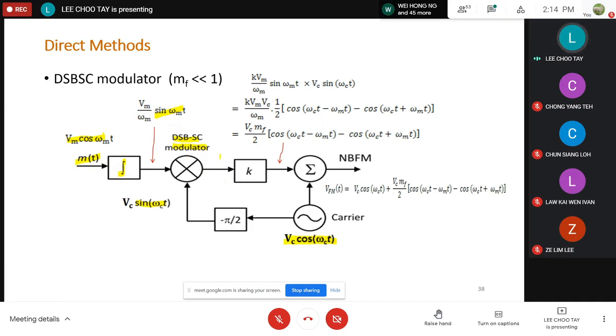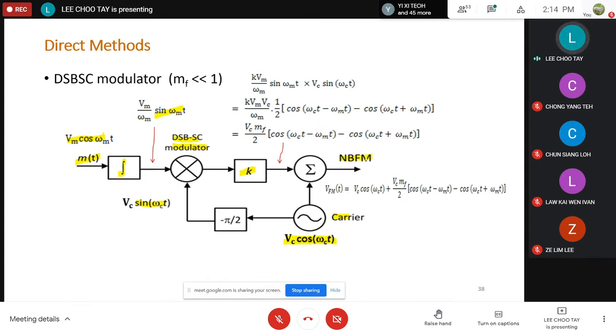Then the output of the signal goes through a block with the gain K. Basically, this is like an amplifier with the gain K. Then the output of the amplifier will be added to the carrier, and this will produce the narrowband FM signal.